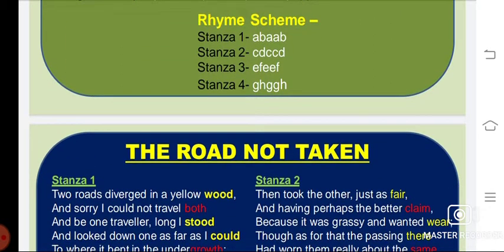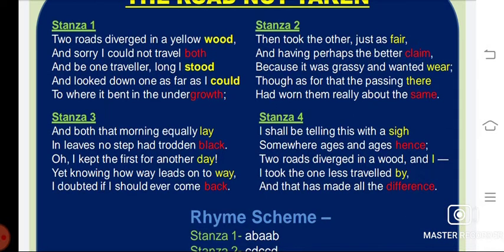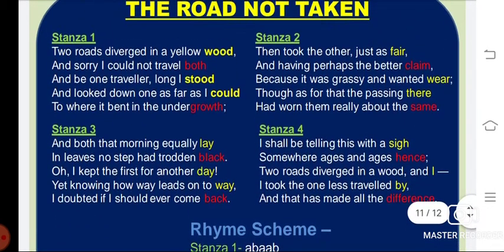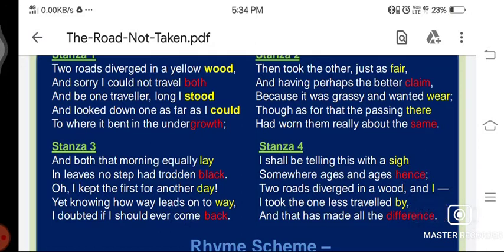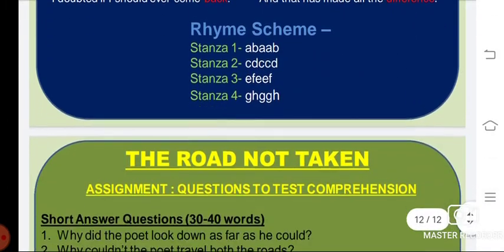Rhyming scheme. Stanza 1: A B A A B. Stanza 2: C D C D C D C C D. Stanza 3: E F E E F. Stanza 4: G H G G H. These are all the rhyming schemes.